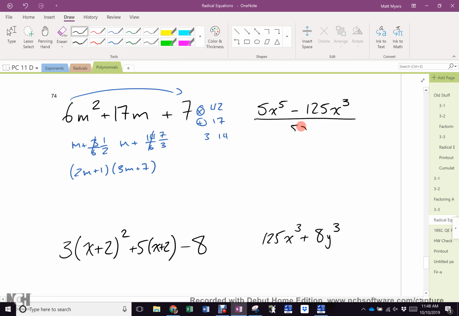Come to here. GCF out 5x cubed. 5x cubed times x squared minus 25. 5x cubed times x plus 5, x minus 5.